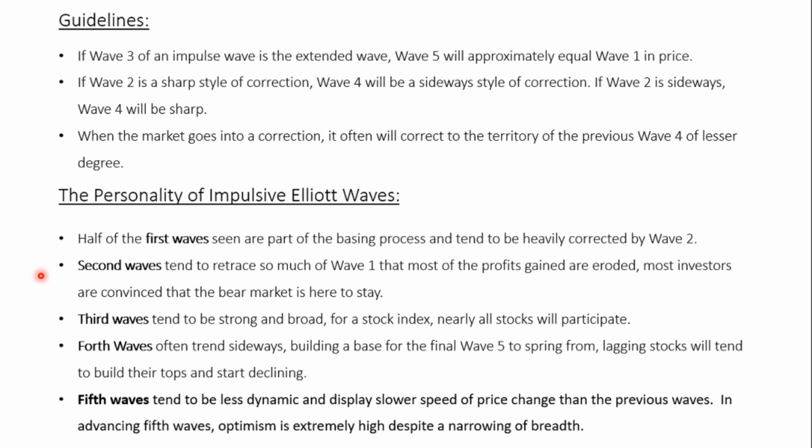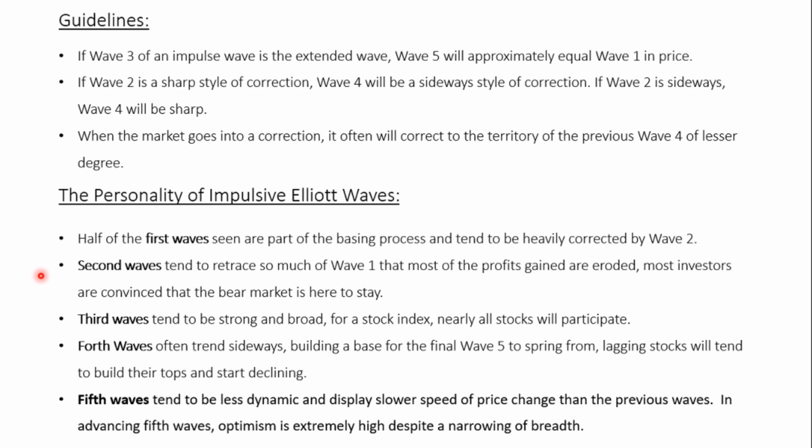So starting off, we'll have a look at the guidelines of Elliott wave. There's only 3. Then we're going to have a look at the personality of each wave. So we'll be looking at wave 1, 2, 3, 4, and 5, and then wave A, B, C, D, and E. We'll start off with the guidelines.